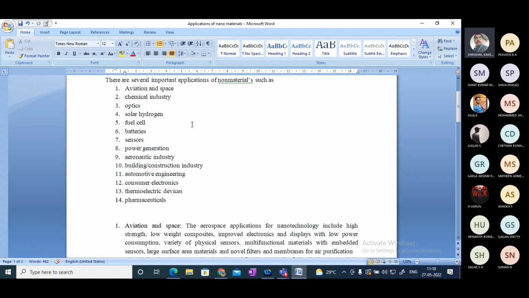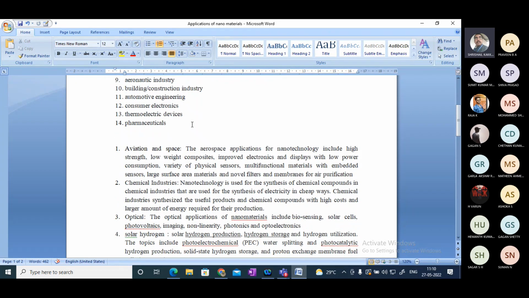And if you talk about the chemical industries, nanomaterial will be used for the chemical compounds in the chemical industries. Okay, and for the synthesis of electricity in a cheaper way, we can use them in the chemical industries. Okay, and if you talk about the optical industries, even you can see the nonlinear and photonic and photoelectronic cells and solar cells, the voltaic cells, and so many other biosensing elements.